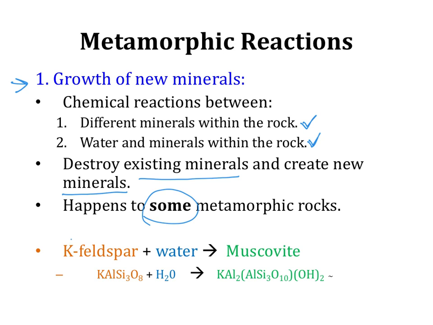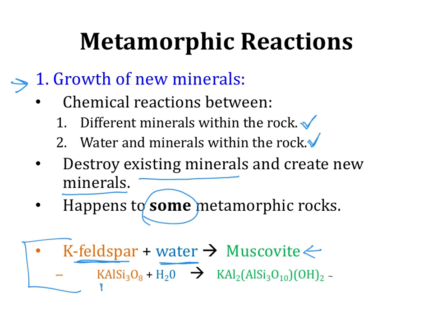And down here I've just got an example of a couple of minerals that we've talked about, so you're familiar with them. And this is a very common reaction in metamorphic rocks. Potassium feldspar, which you find a lot in felsic rocks, will react with water and create the hydrous mineral muscovite. So I've got the formulas down here just to remind you.